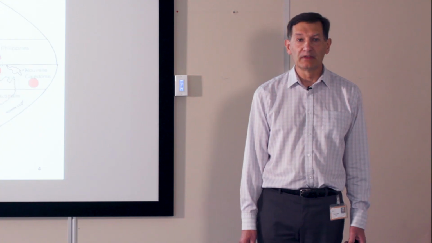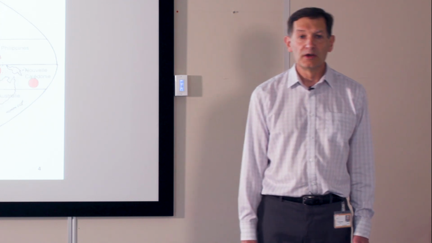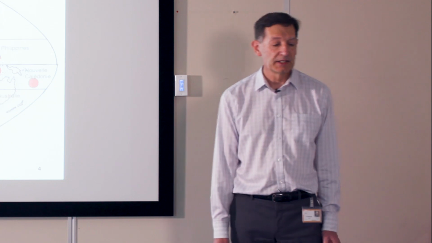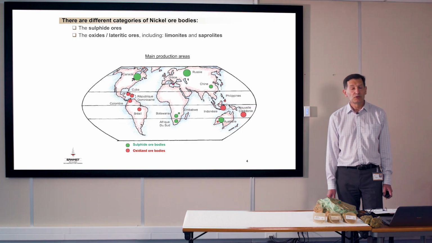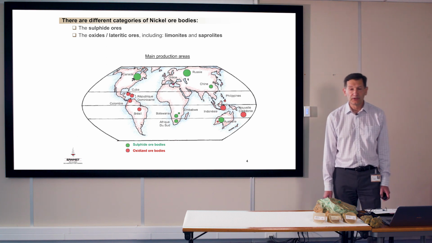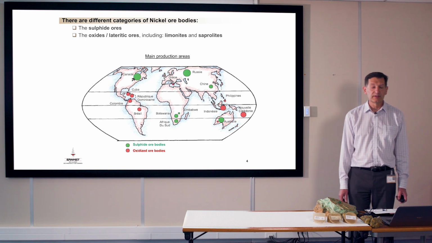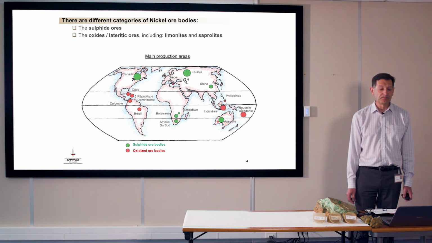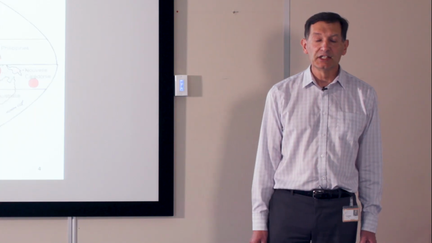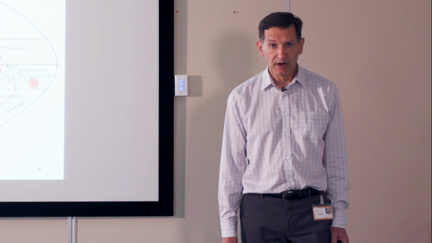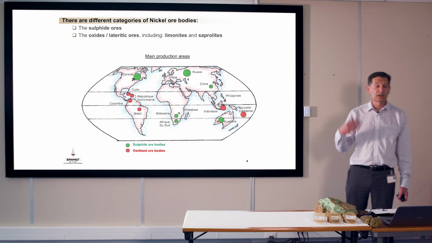You know, there are 2 different sorts of nickel ores: nickel sulfide ore and what we call oxide ore, or lateritic ore, including 2 different categories, limonite and saprolite. On this map, you can see that the lateritic ores are mainly located in tropical areas, while sulfide ores are in the north part and the south part of the world.